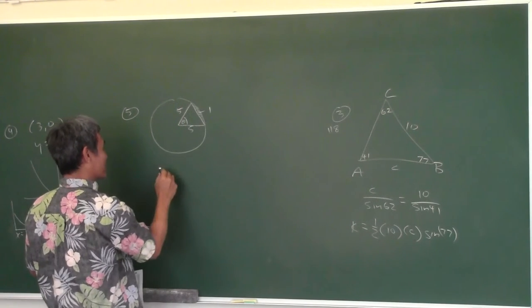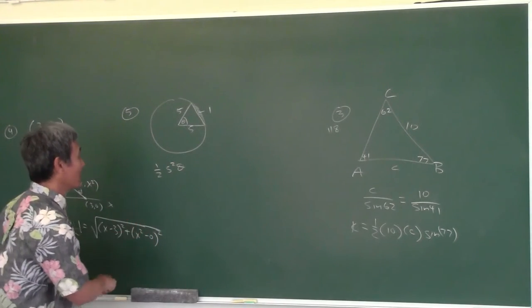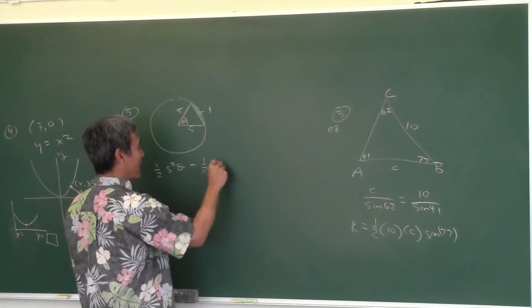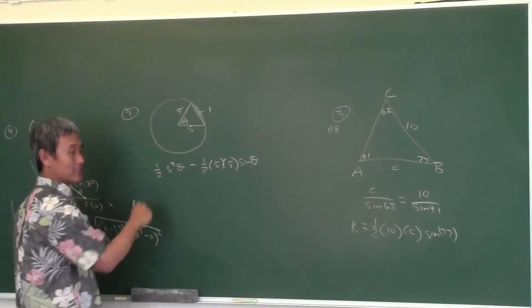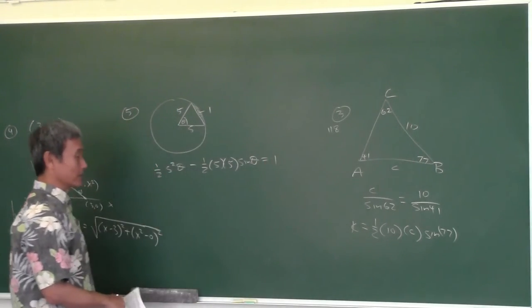So how do you find the area of a sector? 1/2 r squared theta, theta in radians now, minus the area of a triangle, which is 1/2 AB sine C, right? You know, 2 sides and an included angle. And this region needs to be equal to 1.